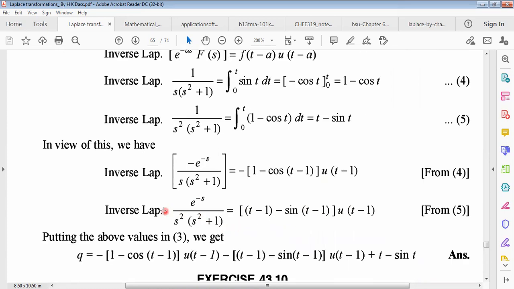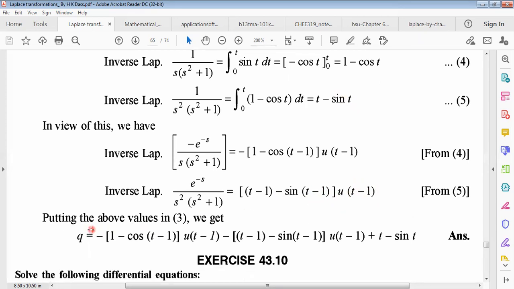Okay. Now inverse Laplace transformation of this will be what? Just t minus 1. T becomes t minus 1. Okay. S square, this formula. T means what? T minus 1. And sin t means what? Sin t minus 1, u t minus 1.